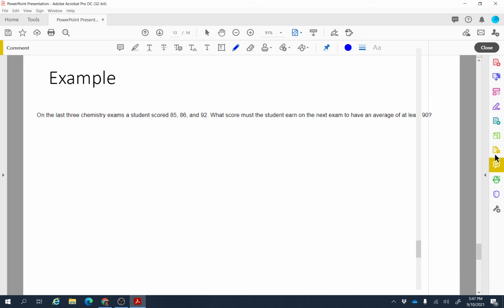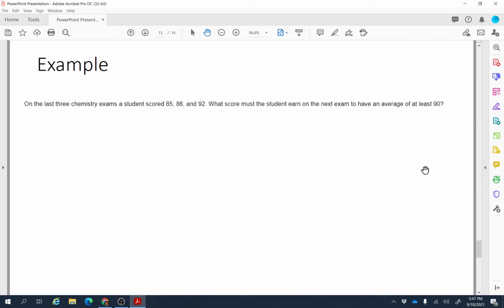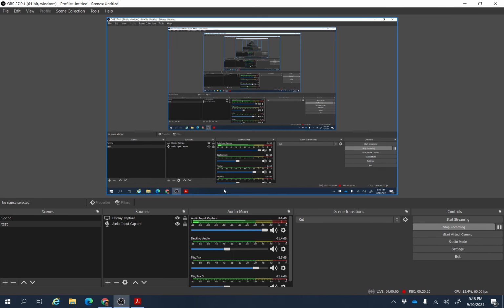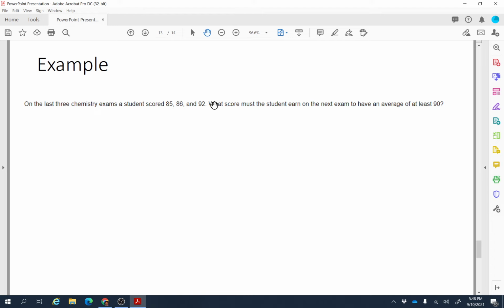So this is a word problem where we might have to use a linear inequality. On the last three chemistry exams, a student scored 85, 86, and 92. What score must the student earn on the next exam to have an average of at least 90? So first of all, we have to understand. There are four exams, three exam scores we already know, and we would like to find out the student's score for the fourth exam, such that the average score should be greater than or equal to 90. So at least 90.